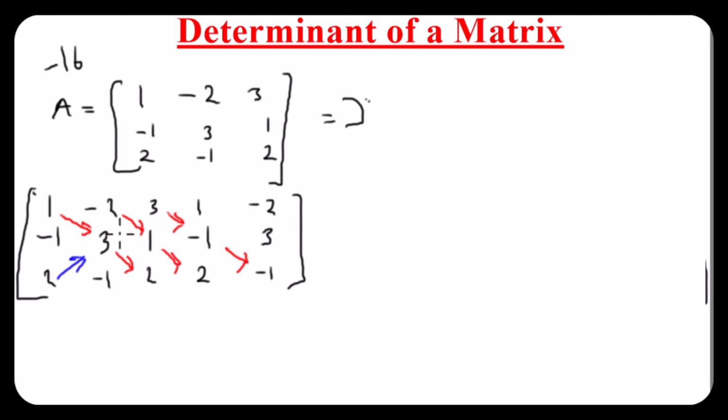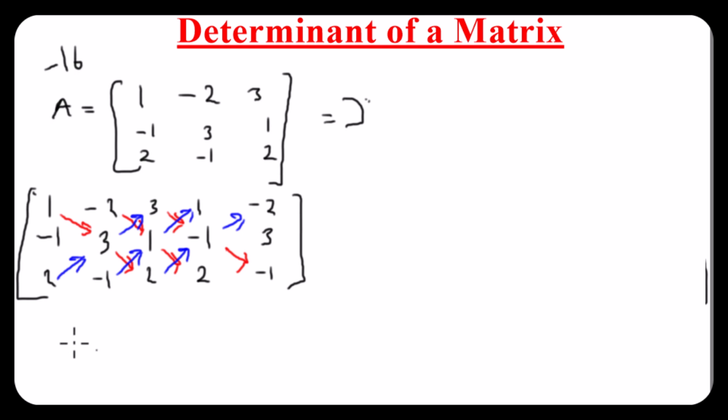So we'll do something like this. That is 2 times 3 times 3. Again, we'll do something like this, and then we'll do something like this. So the one with the red ink, we're subtracting it with the one with the blue ink.